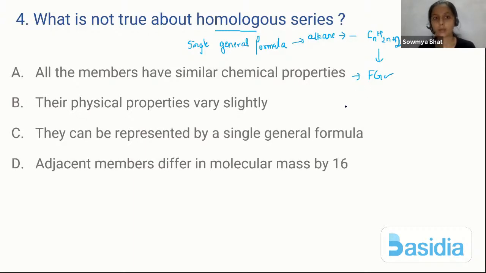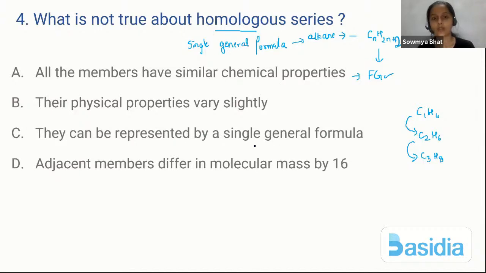And their physical properties vary slightly. See, when you go from one member to the other, for example, you can substitute n=1, CH4. The second member would be C2H6. The third member would be C3H8 in the alkane homologous series. When you move from one member to the next member, you can see the mass is going to increase. There is only one carbon and 4 hydrogens in the first compound, whereas in the second compound, there will be more number of atoms, because of which the molecular mass and the density, all these boiling points, are going to vary. So the physical properties can vary slightly.